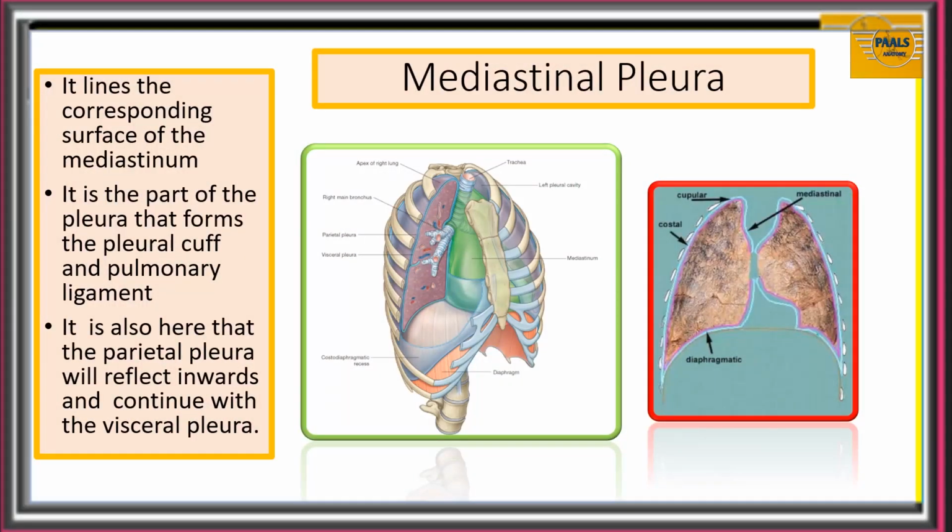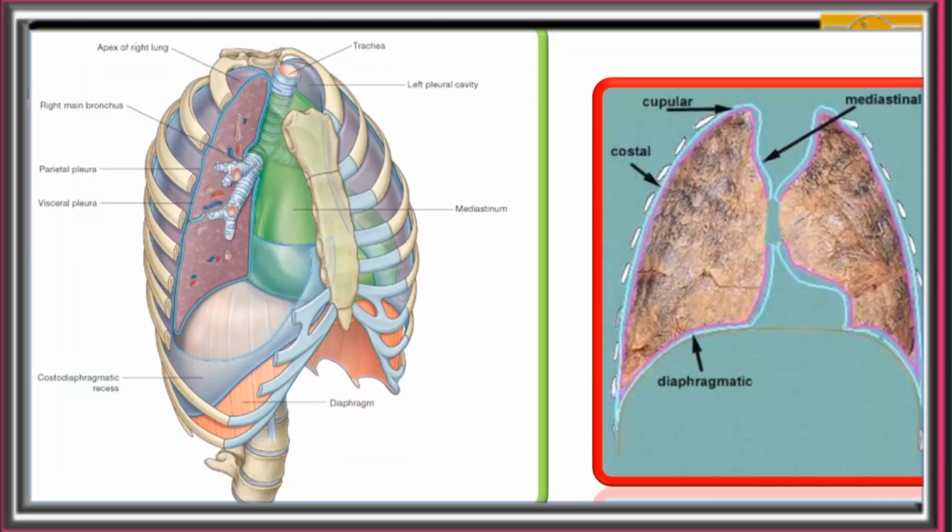The mediastinal pleura will cover the corresponding mediastinal area of the thoracic cavity. Now, this is the mediastinum. These are the structures in the mediastinum, and this is the mediastinal pleura, the part of the parietal pleura that will cover its own side of the mediastinum. It is the part of the pleura that forms the pleural cuff and also the pulmonary ligament. We can see it here. This is the mediastinal part. Here is the mediastinal part.